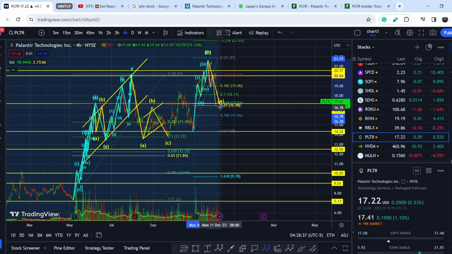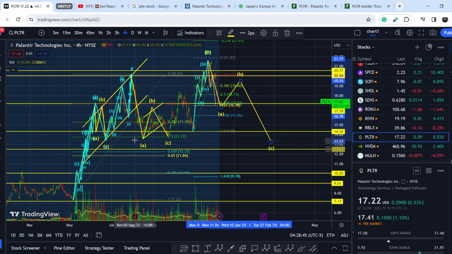This is our A wave. We have to have a reaction to the upside, and then we have to have one more leg to the downside to unload the entire wave, and probably we might land at this range of support. As you can see, we had 3 touches of this range, and it is a quite round number of about $14. And from this level we might go higher.